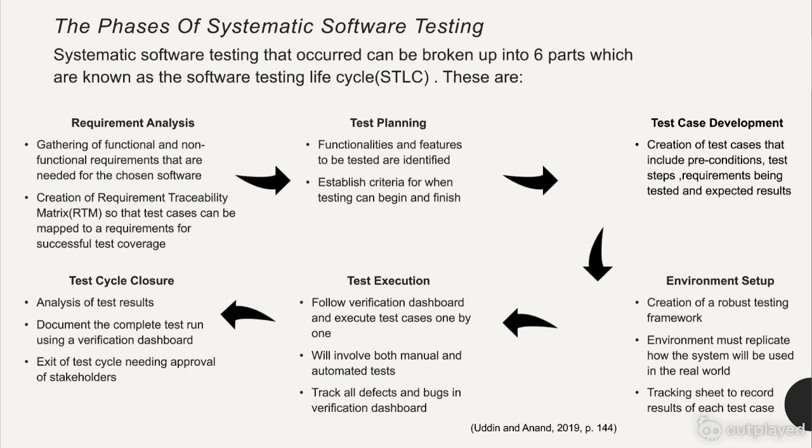Test execution was then conducted, following the verification dashboard and executing test cases one by one. These tests were both manual and automated tests, and all defects and bugs were tracked within the verification dashboard. And finally, the test cycle closure. This involved the analysis of the test results, making sure that all test cases were documented within the verification dashboard, and getting approval of the exit of test cycle from stakeholders like managers or investors.